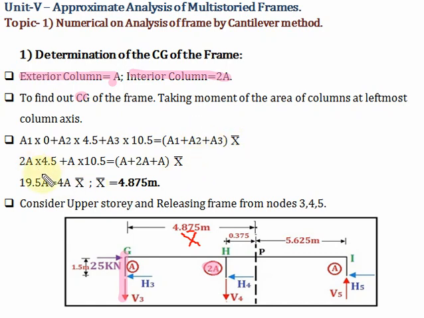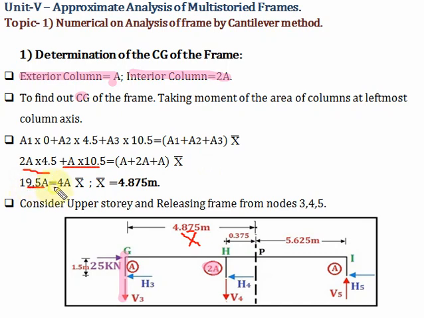Now what are A1, A2, A3? What is the area of the first column? It is A. What is the area of the second column? Twice A. And the area of the third column? Again A. So we put in the values: twice A into 4.5 plus A into 10.5. Now from this, what will happen on both sides? A will get cancelled, and what will we get now here?